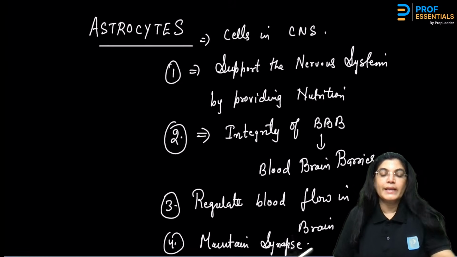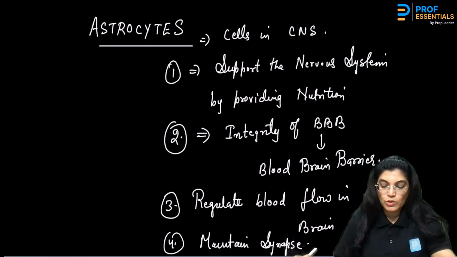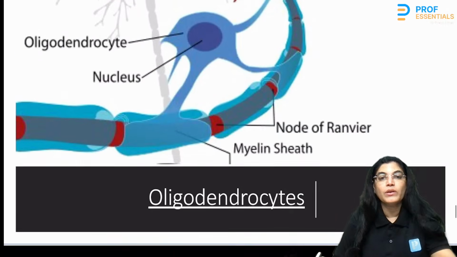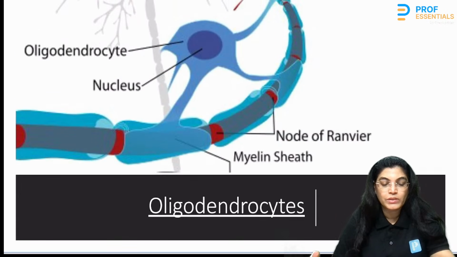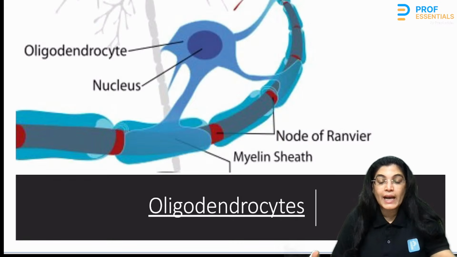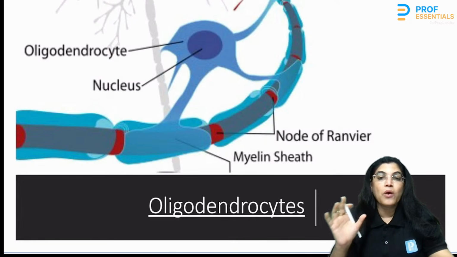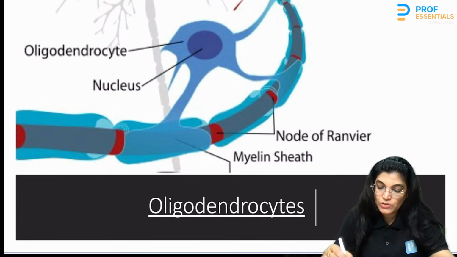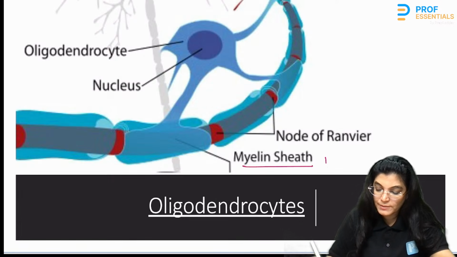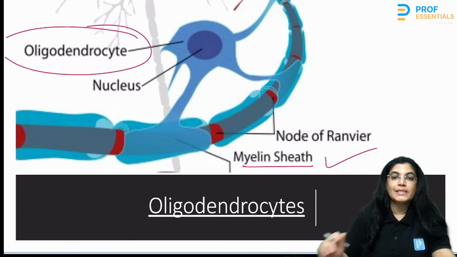Now talking about the next cells. We have talked about the astrocytes. Now let's talk about oligodendrocytes. This is commonly asked in examination. Oligodendrocytes are the myelinating cells of the central nervous system, and this has been asked several times in examination. Oligodendrocytes maintain fast and efficient transport of neuronal communication, and they form the myelin sheath in the central nervous system, as you can see in this diagram also.